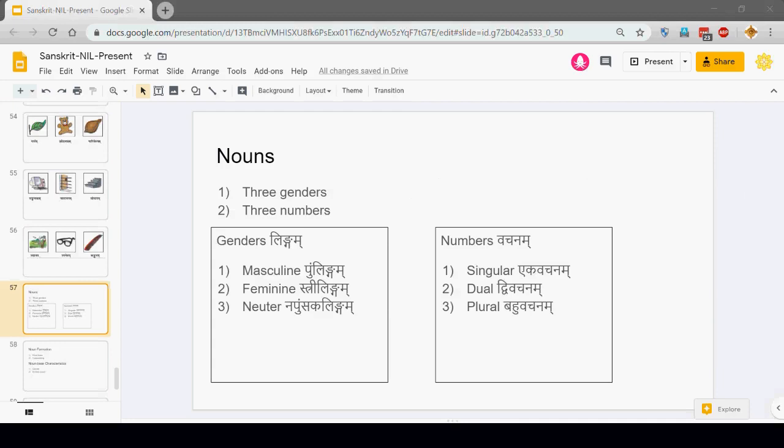So a noun word can have one of the three genders, and also a noun can be used in one of the three numbers. In Sanskrit there are three numbers. In English there is a singular number and a plural number. If there is only one object, for example only one bed, we use the singular form of that noun. So bed means one bed, singular form.